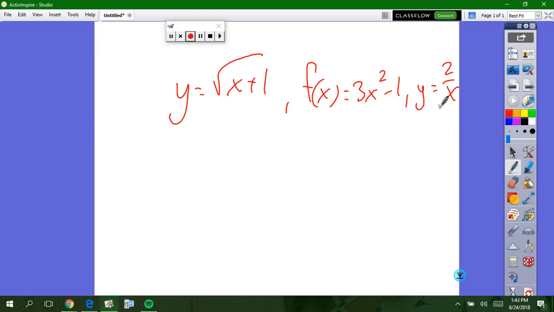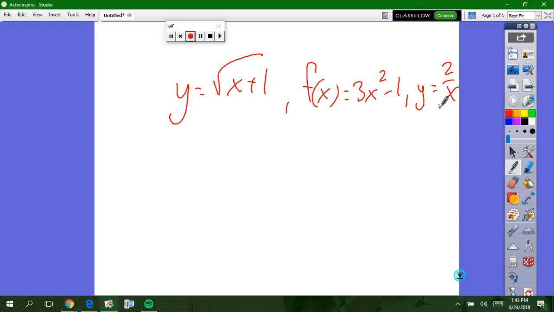Okay. The first one is not a polynomial, it's a surd function. The third one is not a polynomial, it is a rational function. Now, what makes something a polynomial? It has one or more terms with the variable being raised to a whole number.